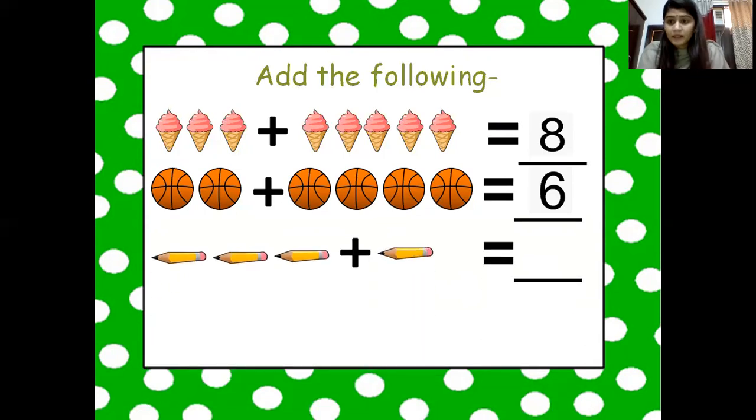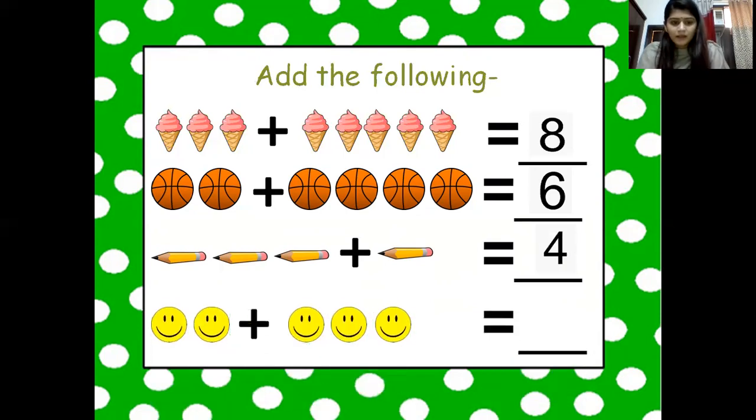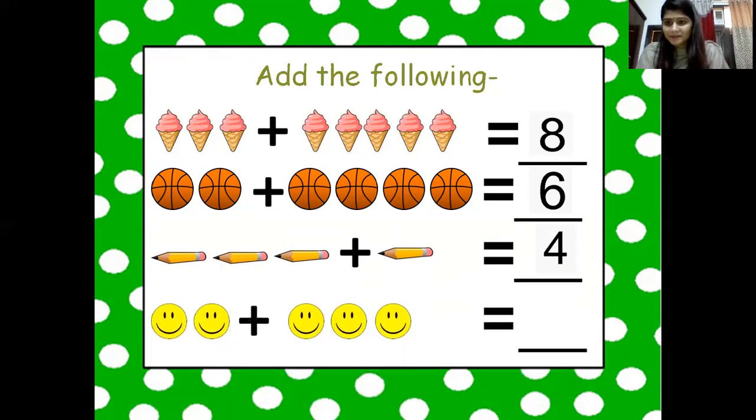Next, 3 pencils and 1 pencil. So add 3 plus 1. We can use fingers also. 4. The answer is 4. The picture is of smiley. Now 2 smileys and 3 smileys. Add 2 and 3. So 2 plus 3 is equal to 5. So the answer is 5.